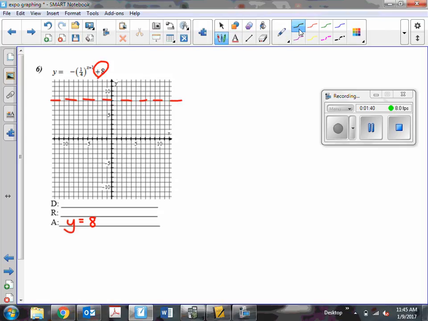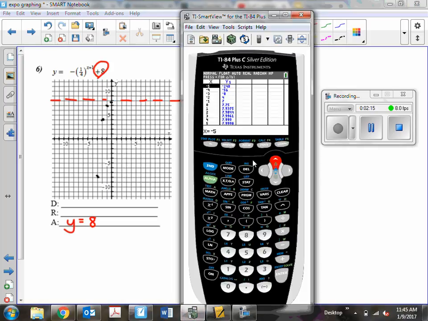So I'll go -3, -8, -2, 4, -1, 7, oops, and then 0, 7.75. And again, I want to make sure that I'm connecting my dots to where it looks like the graph that I have in my calculator.